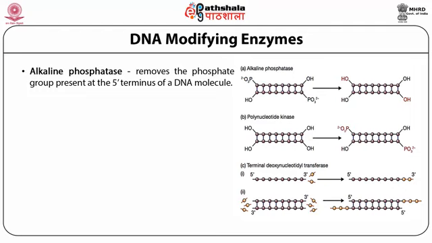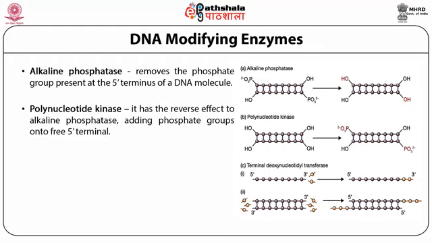Another modifying enzyme is polynucleotide kinase. What this enzyme does is, it has a reverse effect of alkaline phosphatase. This adds a phosphate group onto the free 5' end.